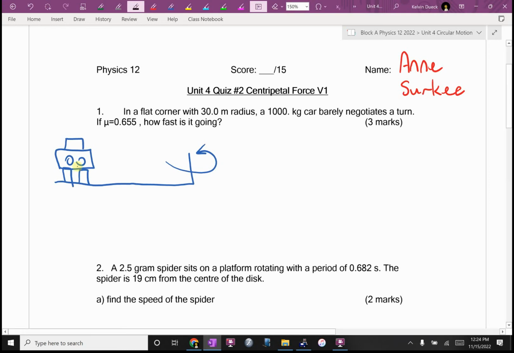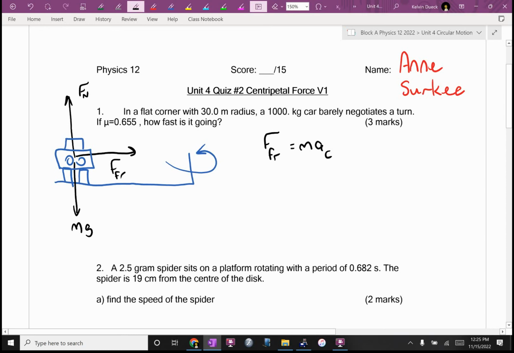We said, what are the forces acting on it? We had gravity down, normal force up. There has to be a force pointing towards the center. In this case, we decided it had to be friction, which explains why you can't corner very well on ice. So my equation is going to look like this. Friction is what's pushing me in a circle.